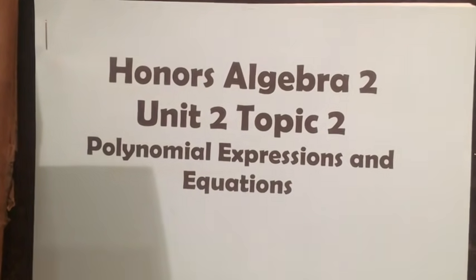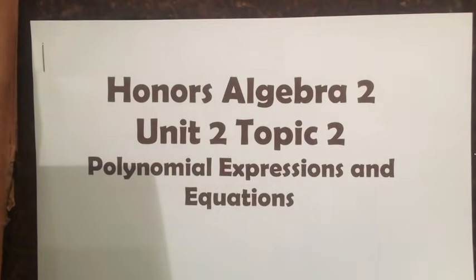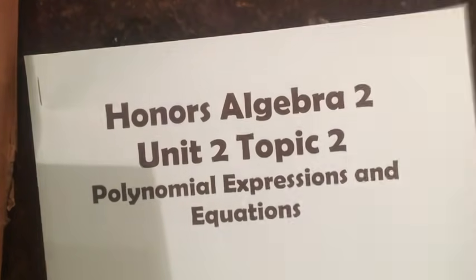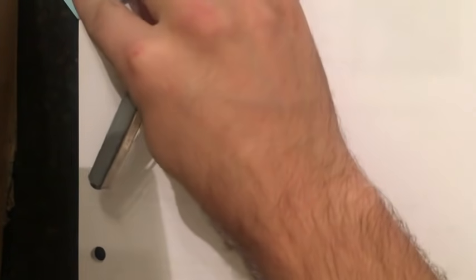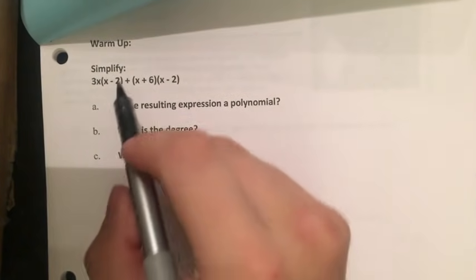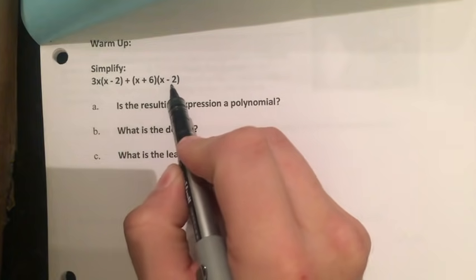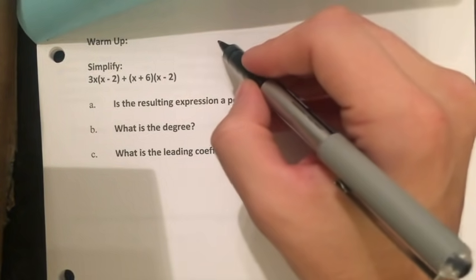Today we're going to start off our new unit on polynomial expressions and equations. So flip over to page 1 and we'll get started. The first thing that we're going to do is look at a couple definitions. And we're going to start by simplifying 3x times (x minus 2) plus (x plus 6) times (x minus 2).